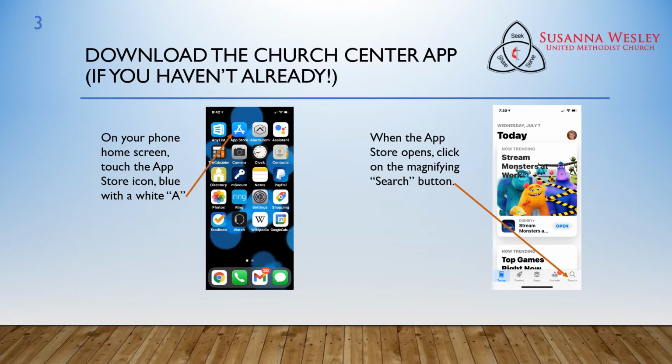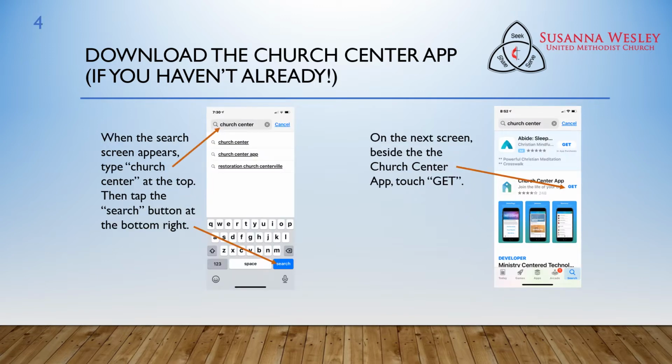The first thing to do is to download the Church Center app if you haven't already done that. On your home screen, you'll touch the App Store icon, which is a blue square with a white A. When the App Store opens, click on the magnifying search button at the bottom right. When the search screen appears, type Church Center at the top, then tap the search button at the bottom right. On the next screen, beside the Church Center app, touch Get.